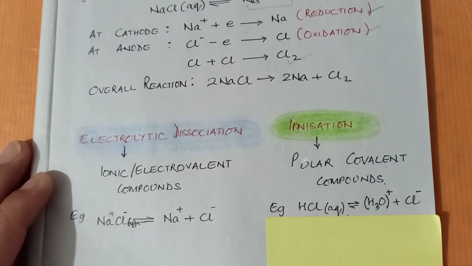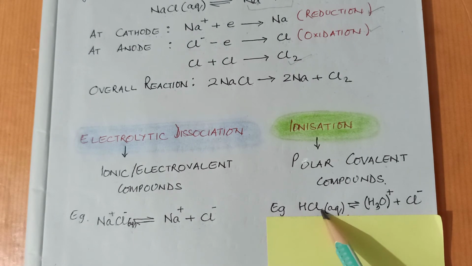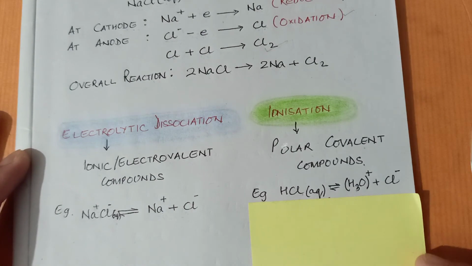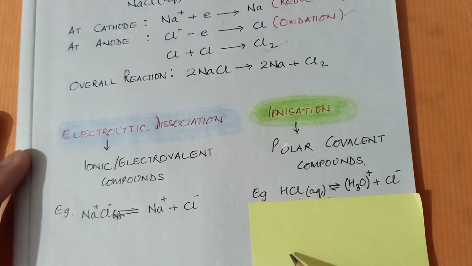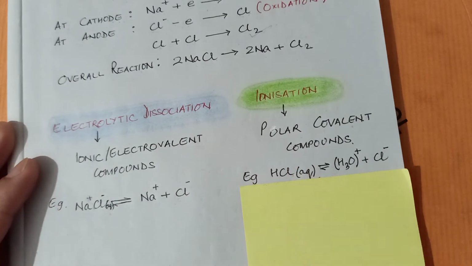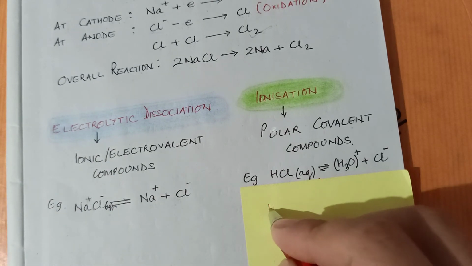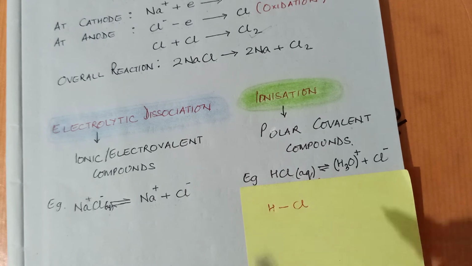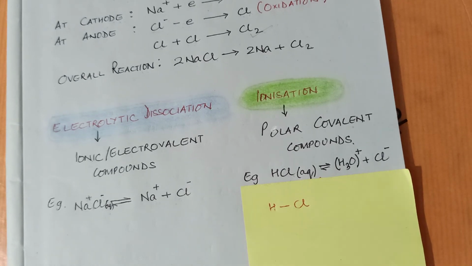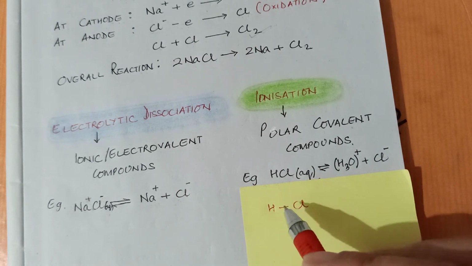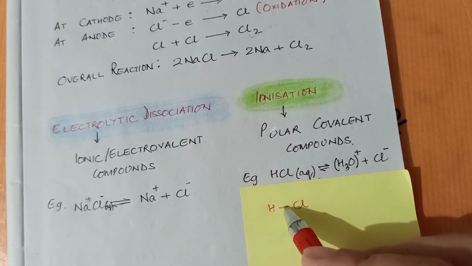Let us take one example. Hydrogen chloride. We all know hydrogen chloride is a covalent compound, and it is a polar covalent compound. Why is it a polar covalent compound? Let us understand over here. Hydrogen and chlorine are both non-metals, and they form a bond with each other by mutual sharing of electrons. When they share one pair of electrons, they form one covalent bond. So in between them there are two electrons, one pair of electrons.